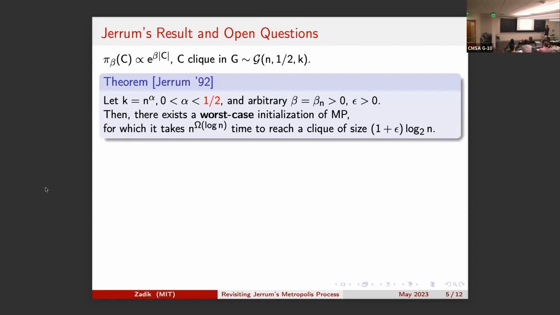Okay, so the mathematical statement is as follows. Jerrum proved the following thing, which is almost what you are probably expecting. If k is n to the alpha, where alpha is less than half, and for arbitrary beta, n and epsilon, there exists some initialization of the chain somewhere in the state space, where it will take quasi-polynomial time, so he has a quasi-polynomial time lower bound, to reach a clique of size 1 plus epsilon log n.